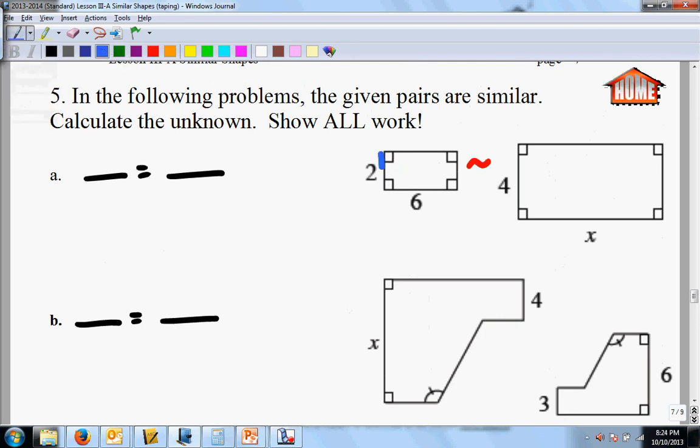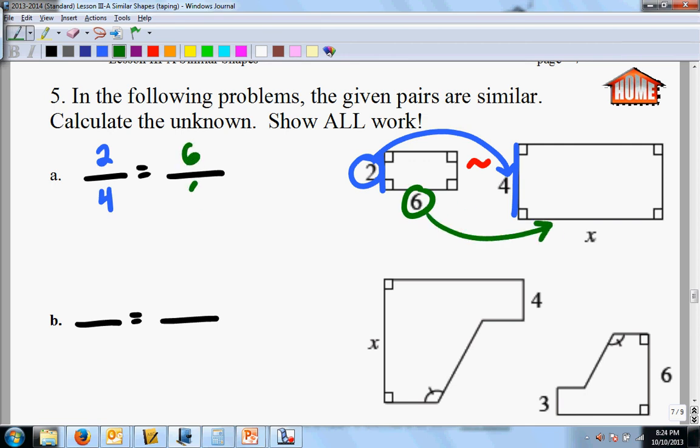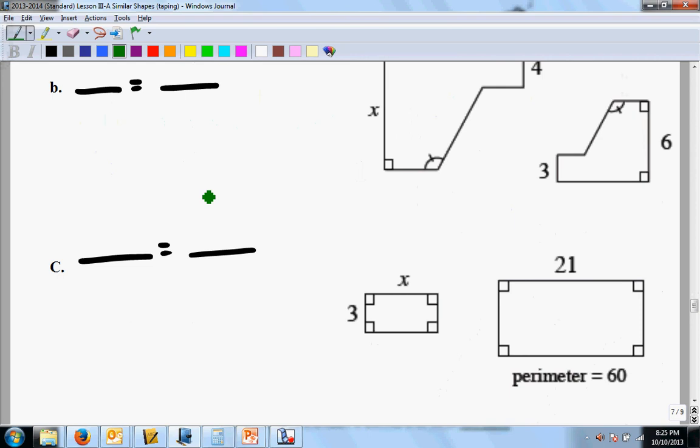For example, this first one we have 2 and its match is going to be 4. What I like to do is circle and then draw an arrow to the direction that I go, 2 over 4. It's important that you follow that same direction the second time around. So if I start left to right, I end left to right. 6 over x. Cross multiply and solve. B, follow the same process.